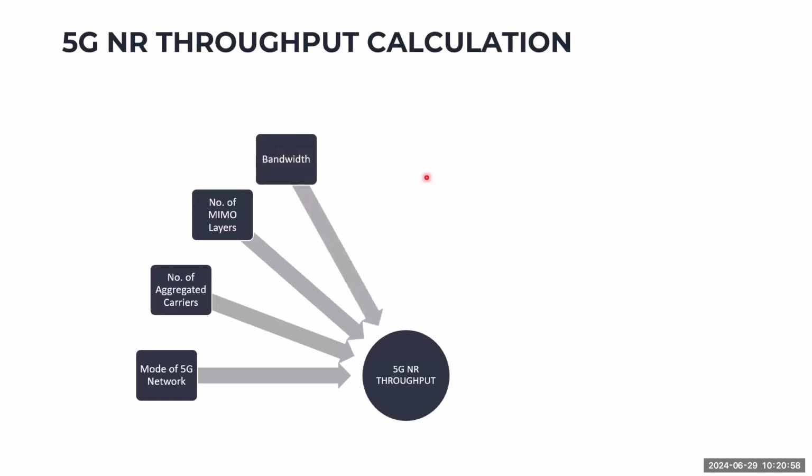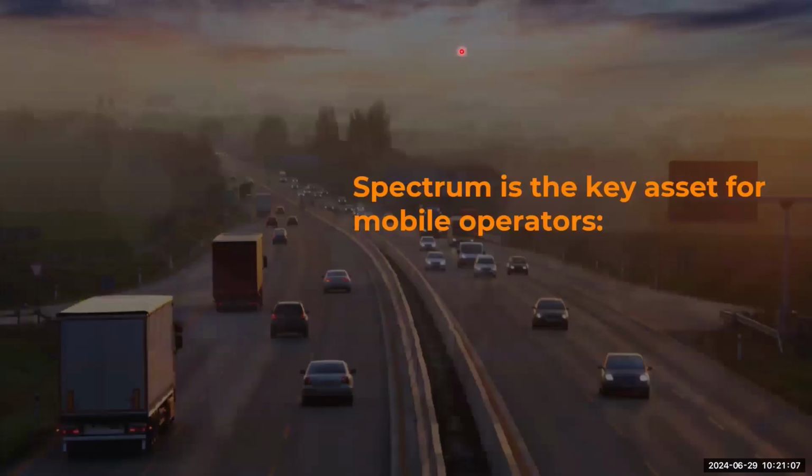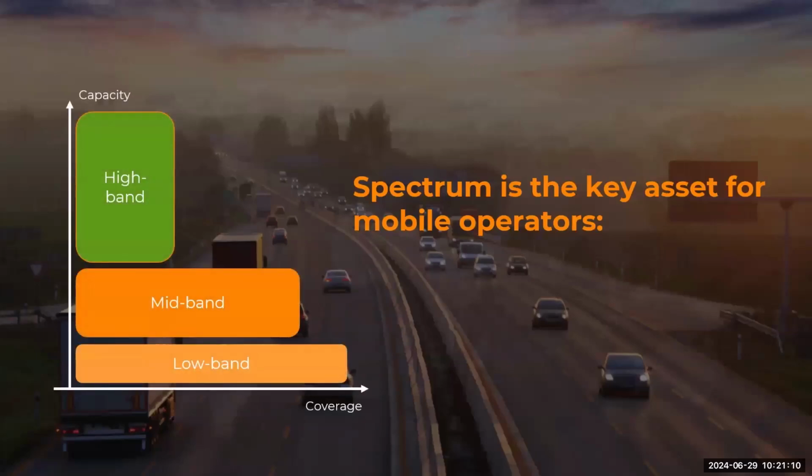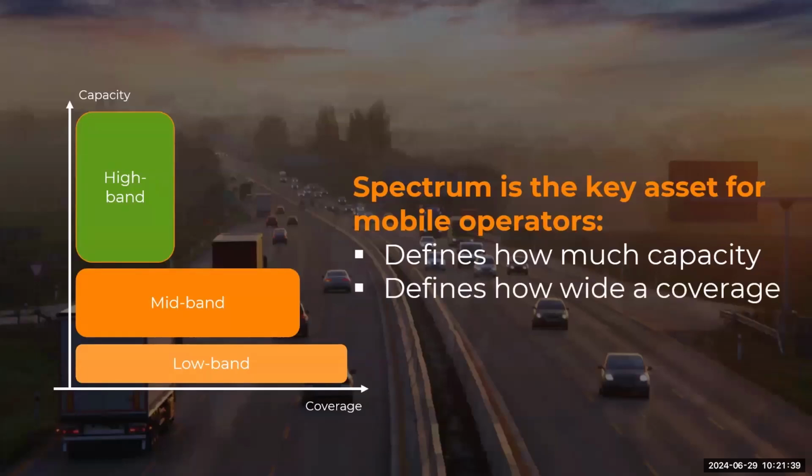Next is, of course, the bandwidth. Gaano kalapad yung frequency? We all know that the spectrum is the key asset for mobile operators, right? And we have different sets of frequencies. We have the low band, we have the mid band, and then we have the high band. And each set of frequency has its pros and cons. For example, the low band is very good for covering greater coverage than the high band because of the properties of the electromagnetic waves. So the spectrum is the key asset. It defines how much capacity and how wide the coverage is.